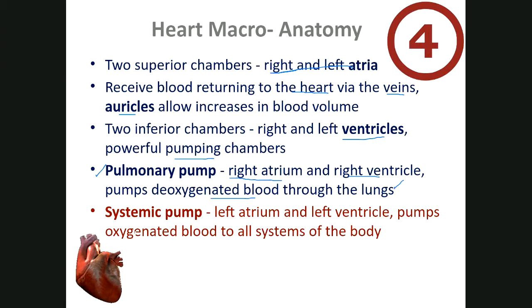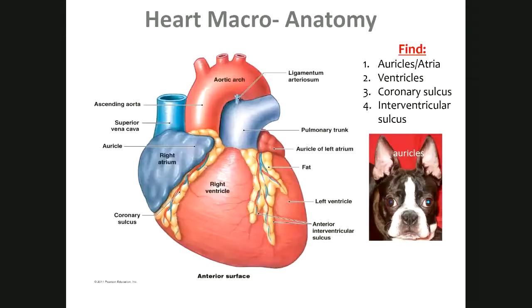Deoxygenated means lacking oxygen. The systemic pump is located on the left side of the heart, which includes the left atrium and the left ventricle, and this is pumping oxygenated blood entirely to all the systems. So let's look at this macro anatomy, meaning we could see this with the naked eye.